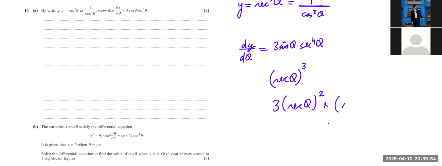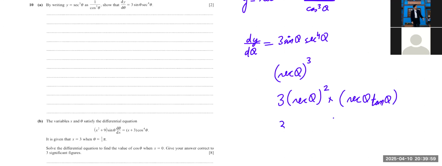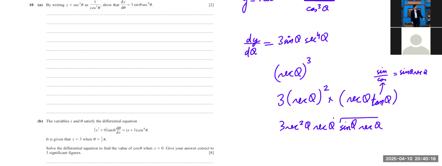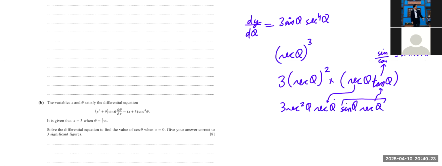Okay, that makes sense. This would have been very easy to do because now you have 3 secant square theta times another secant theta times tangent theta. Tangent theta just means sine theta over cosine theta, which basically just means sine theta secant theta, because 1 over cosine is secant. So this comes from the tangent, and this is just secant itself. So we have how many secants? 4 secants and 1 sine. So this would have been comparatively very easy to do.